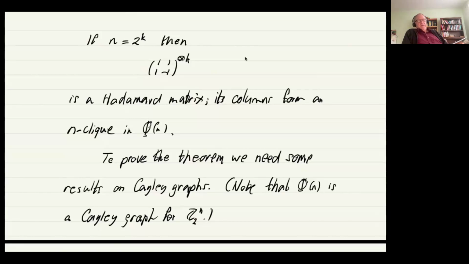In fact, the hard, open cases are of the order of 4 times p, where p is prime. Anyway, if we're dealing with Φn when n is a power of 2, then the clique size is n, because this matrix is sometimes called the Sylvester matrix. And so we know the clique size for our graph.